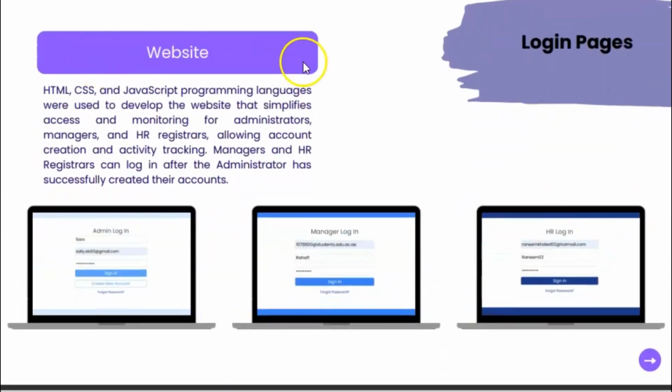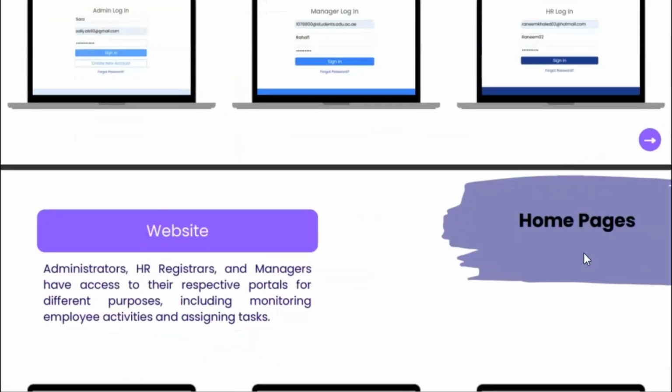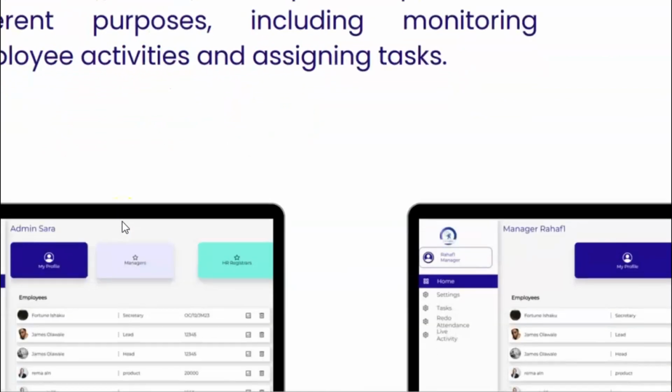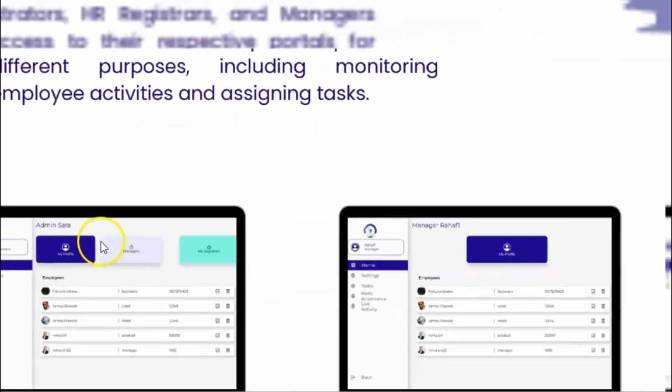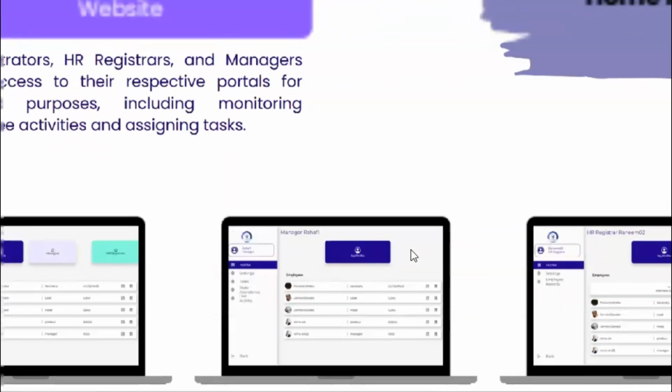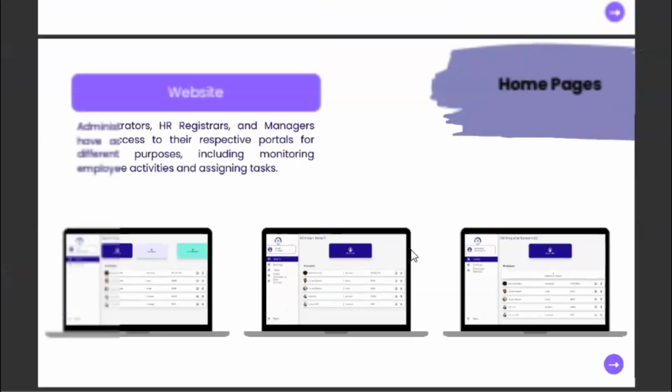Going to the website, we have 3 portals. The first one is the admin portal. The second one is the manager's portal. The third one is the HR registrar's portal. As you can see here, these are the main pages of our 3 portals: the admin's main page, the manager's main page, and the HR registrar's main page as well.